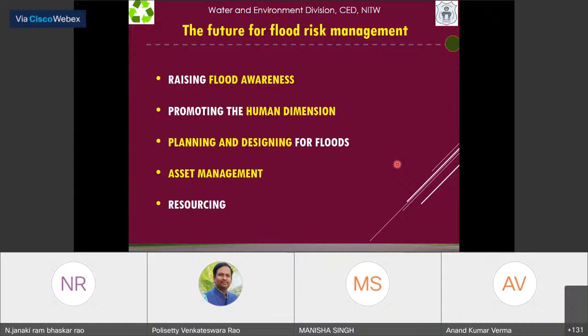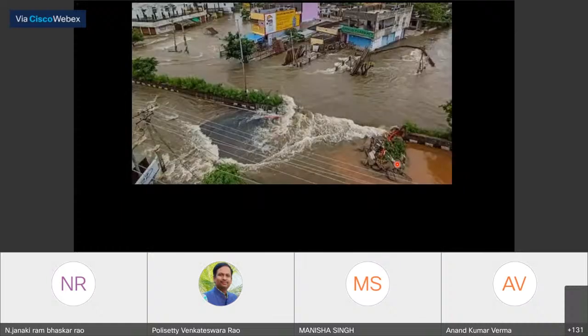This is a photograph taken from the city where I live. This particular place is very close to our institute, just 1.5 to 2 kilometers from the institute, the place where I live. You can see how badly that area is inundated.